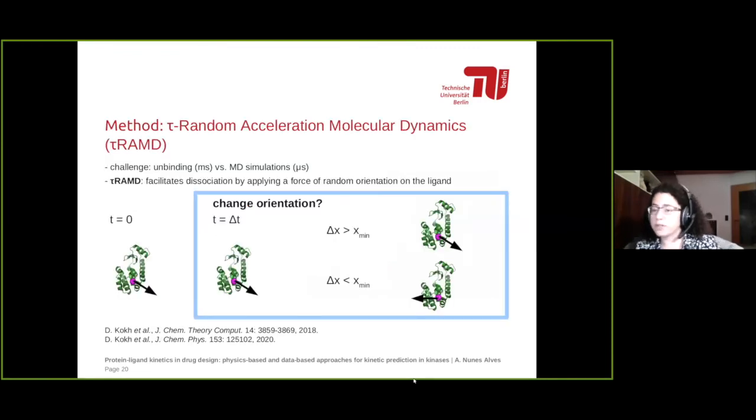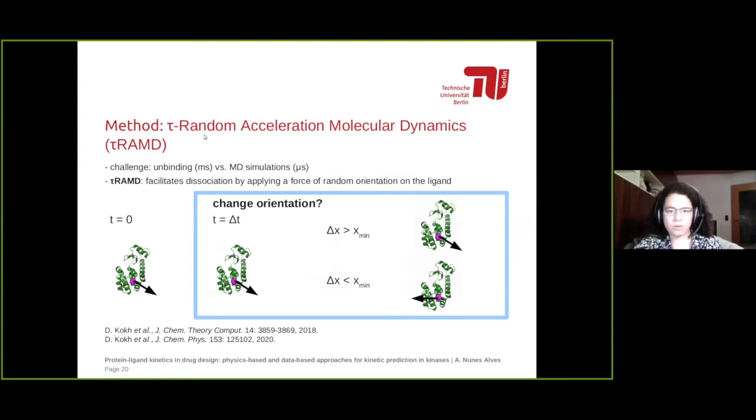So for this part of the work, we used molecular dynamics simulations. But the challenge of studying unbinding through molecular dynamics simulations is that unbinding usually takes milliseconds or more to happen, while molecular dynamics simulations usually achieve only the microsecond time scale. To overcome this, we usually have to combine MD simulations with enhanced sampling methods to increase our chances of seeing unbinding events. For this part, we use tau-RAMD.